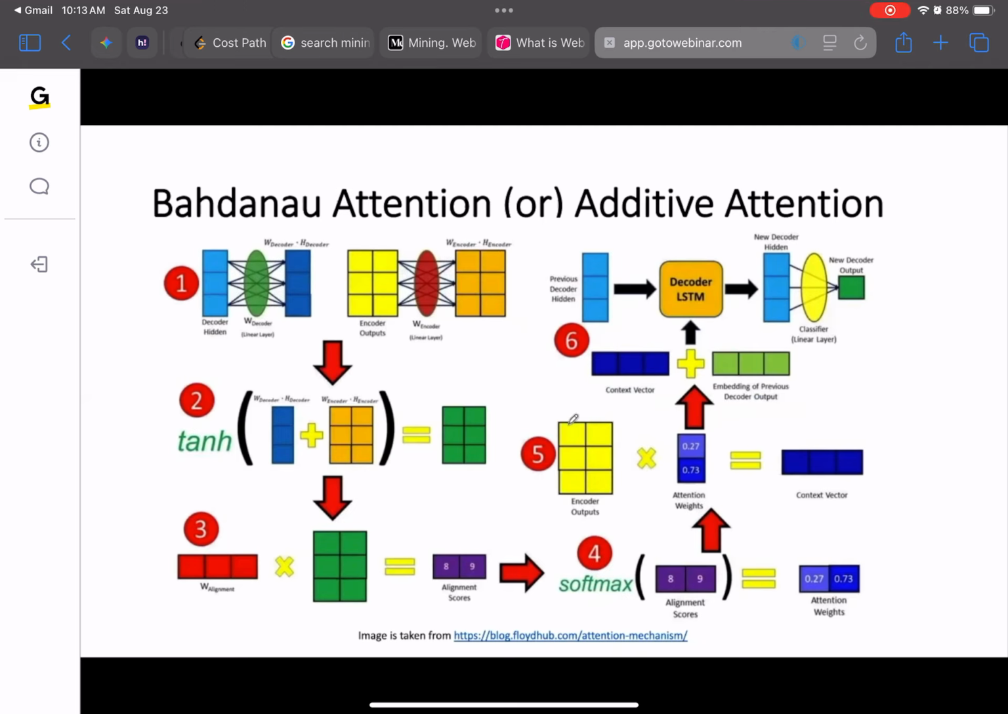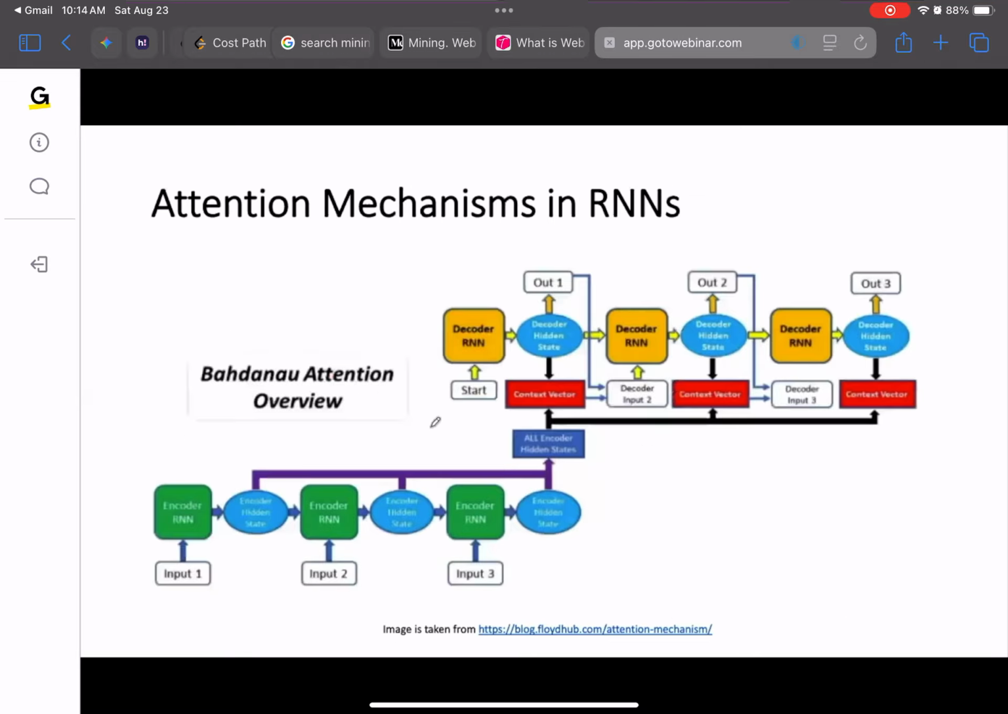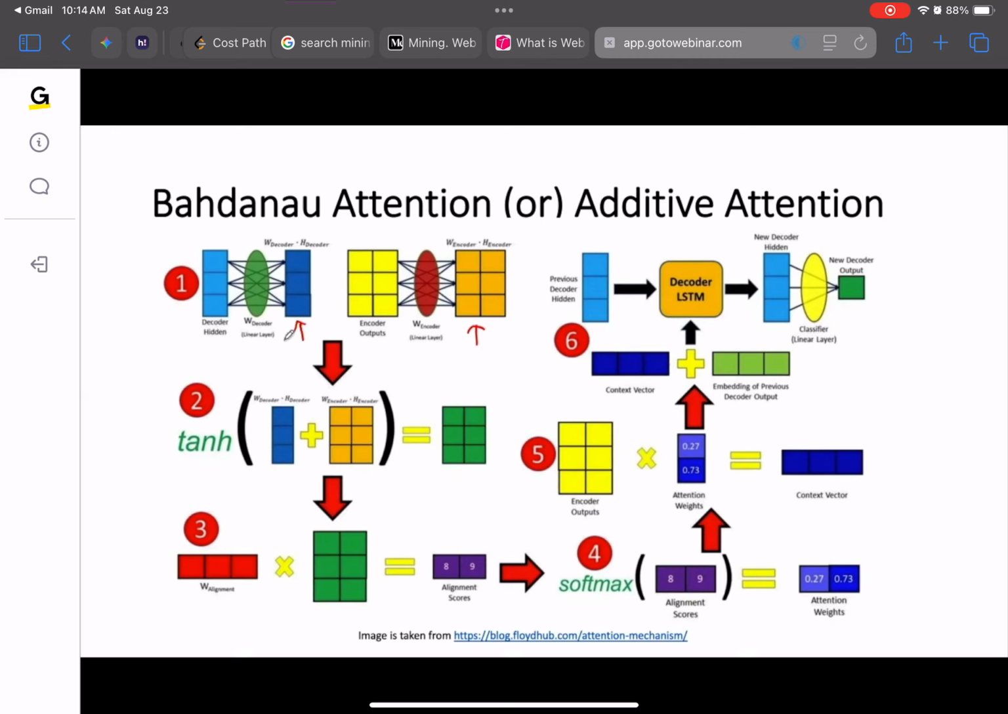To begin with, the first step: we have two vectors that are generated here. This is a matrix actually, but this is a vector. What this basically represents is that we take the decoder hidden state, for example the first decoder hidden state, and we multiply it with a matrix W decoder. This is a matrix which helps us do a linear transformation of the decoder hidden state, and this is the output of the linear transformation.